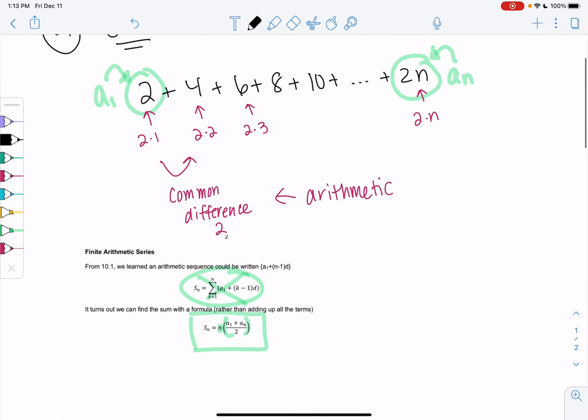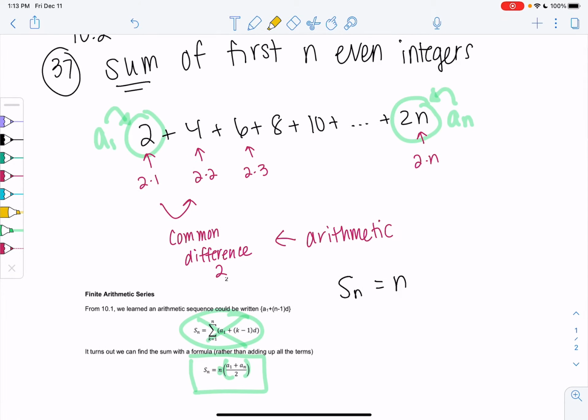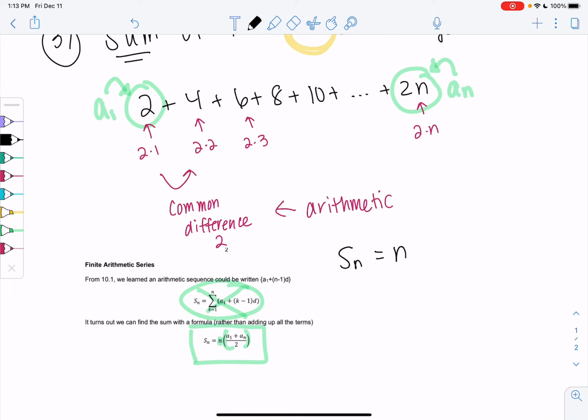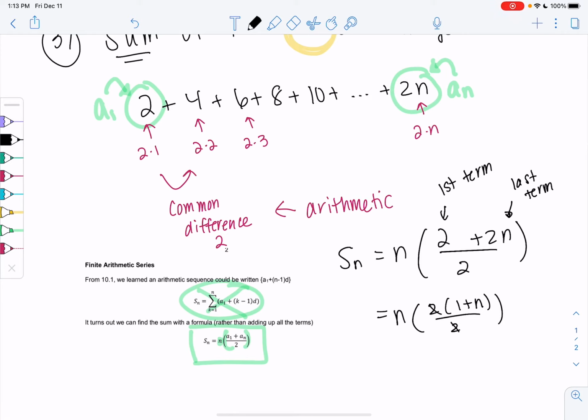And so we can just plug those into the formula. So the sum will be n, and we don't know what n is. We might stop at the 5th term, we might stop at the 10th term. It's a general formula for the first n even integers. My first term, a1, is 2, and my last term is an, which is 2n, and then divide by 2, and we can just simplify. So we get n times (2 plus 2n) over 2, so the 2 cancels out, and we just get n times (1 plus n).